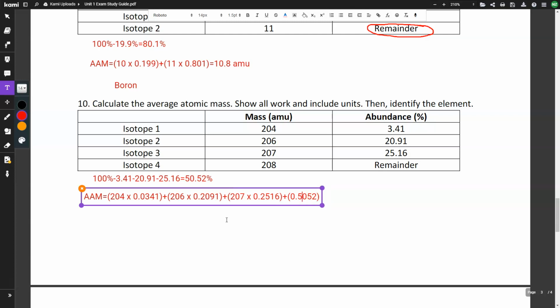You know what I forgot? I forgot to put in 208. 208 times 0.5052. Okay. So I'm going to get an answer of 207.2.